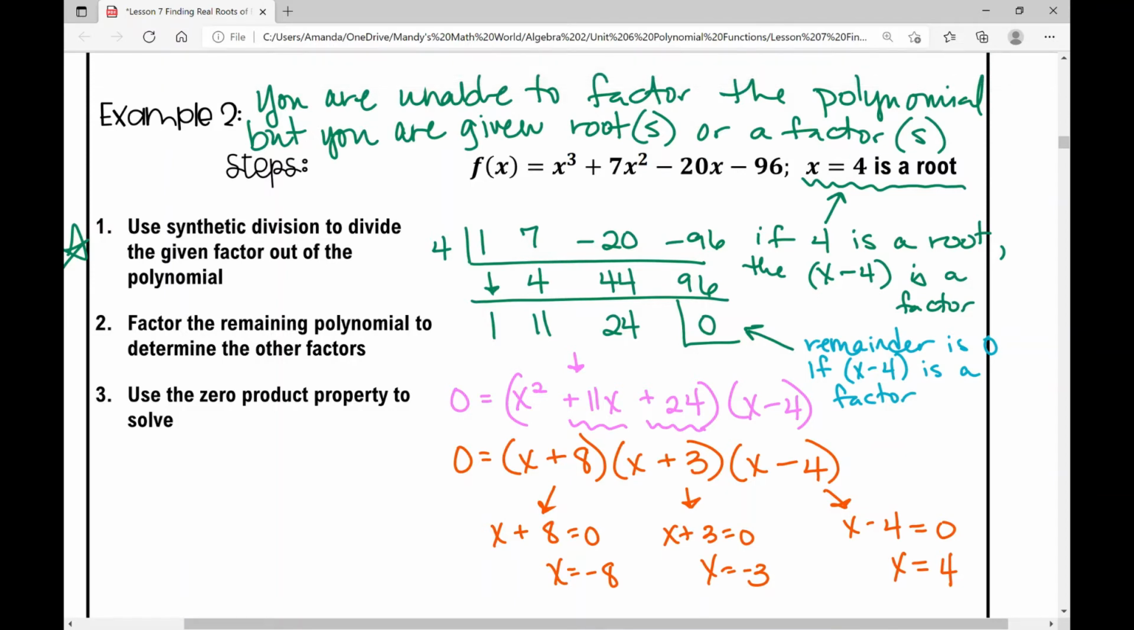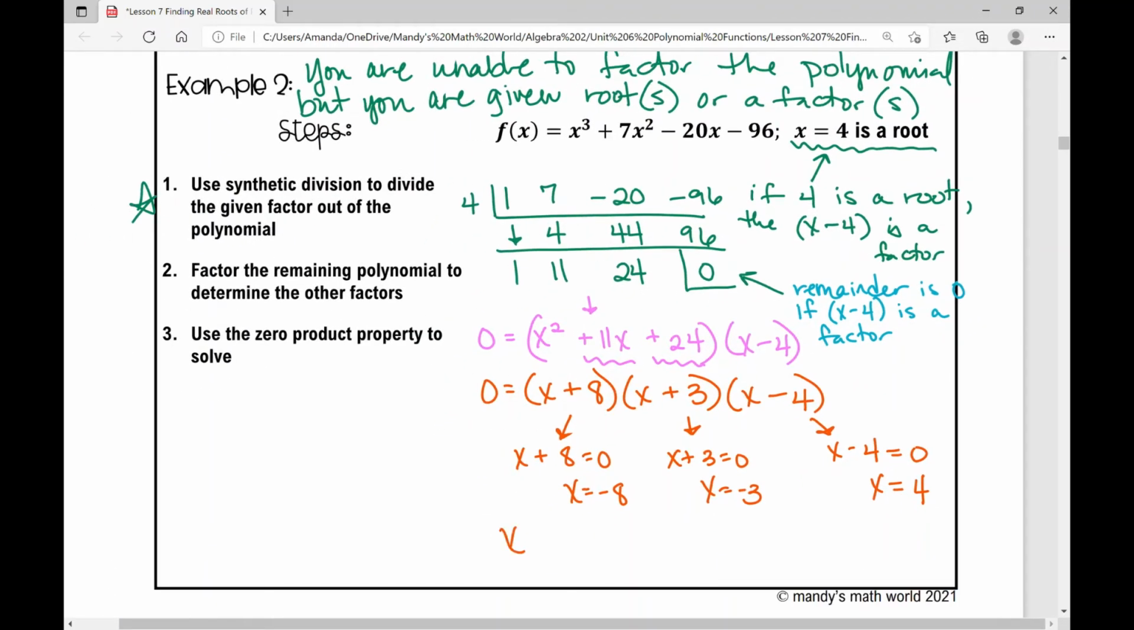So let's list out our roots for this polynomial, and let's list them all out. You don't have to, but I'm going to. Negative 8, negative 3, and positive 4. So I've got all the roots. In this particular problem, it might say, find the remaining roots, which means you wouldn't need to write that x equals 4, because we already know that that's a root of this polynomial.